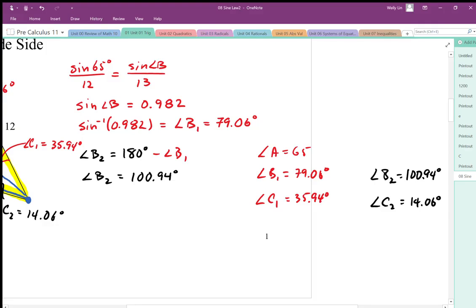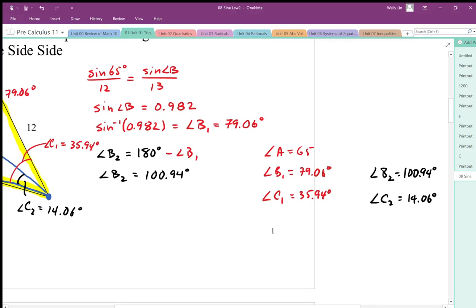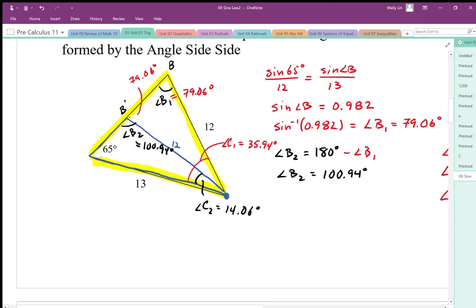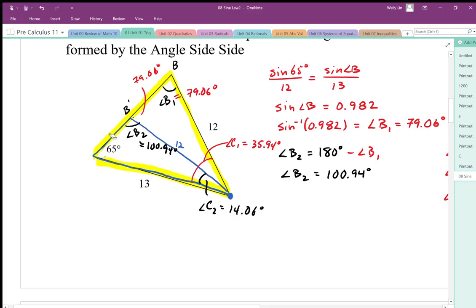So we figured out all the parts that we need to. We're just missing now side C, and we would find side C using angle C1 here and angle C2 over here. We would get two different lengths for side C, because this one's shorter using the 14 degrees, and this one would be longer using the 35.94 degrees.